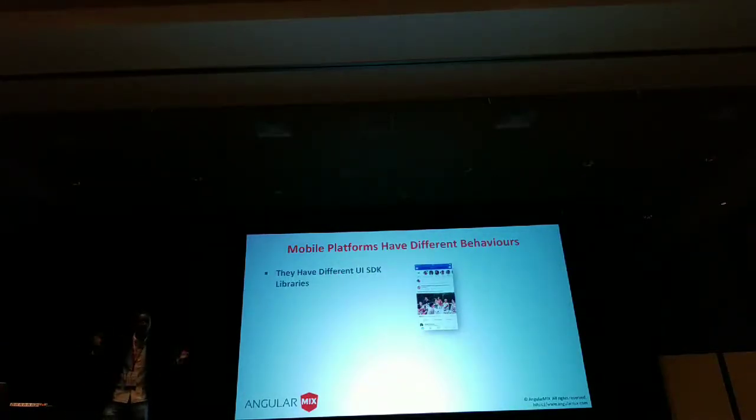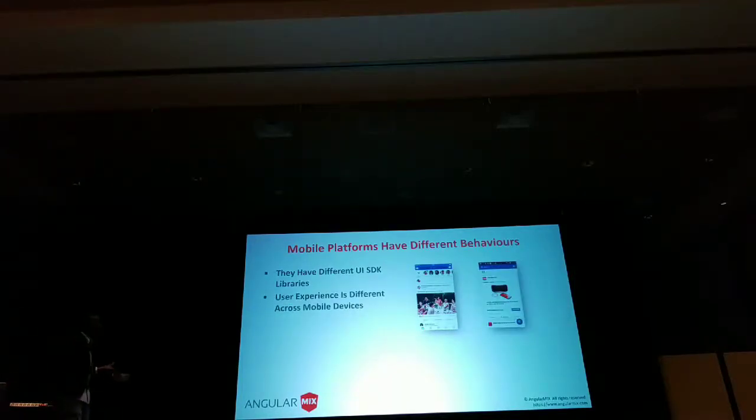This is what you forget. Every single mobile operating system has a different UI library, right? Material design for Android. I don't know what the iOS one is called. I think it's UI Kit or something like that. And Windows uses the Metro interface, and they're all different. And user experience is different across these mobile devices. The animations are different. On iOS, I can drag from the left-hand side to go back and drag a page. I cannot do that on Android. That's not what an Android developer or a phone owner is used to.